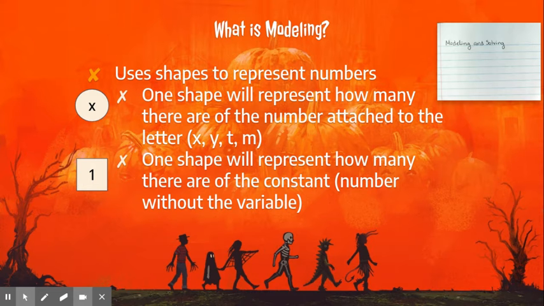And then one shape is going to represent how many there are of the constant. That's the number without the variable. So they'll be labeled like this as well. X is one and one is the other. And they'll tell you whether they're negative or positive as well. A lot of times you'll see circles and squares. Sometimes there's triangles and sometimes there's long rectangles, but it will always tell you which is which. So for right now we're going to do circles and squares.